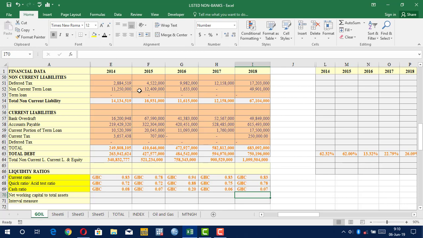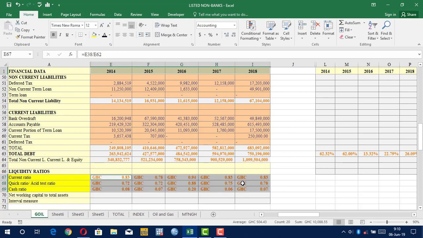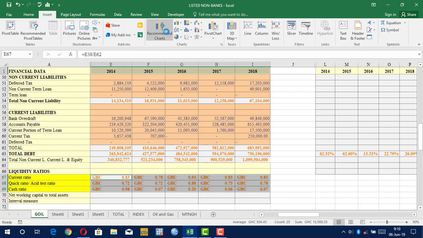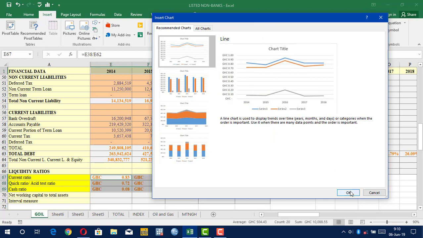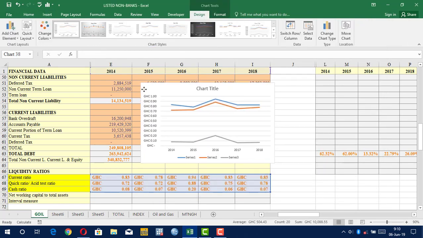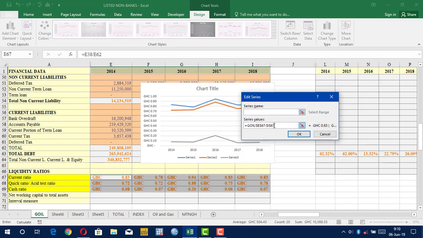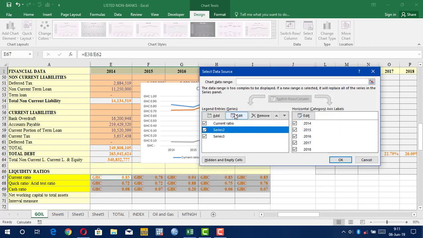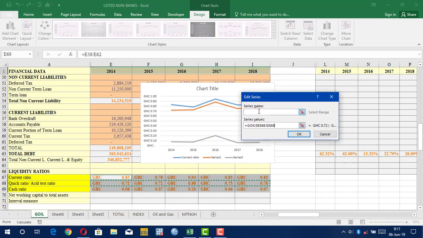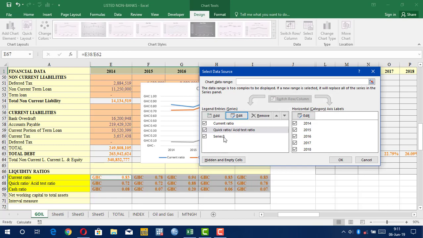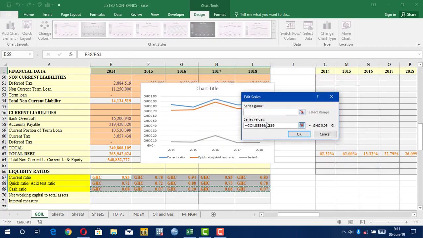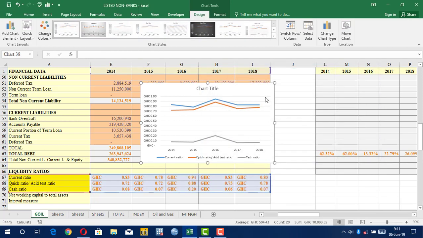To do a proper trend of how the company has fared over the 5-year period, let's select all these and do a simple chart trend analysis for it. Okay, so there we have it. Let's quickly rename them. So edit chart 1 is current ratio, series 2 we have quick or asset test, series 3 we have cash ratio. Okay, so that is it.